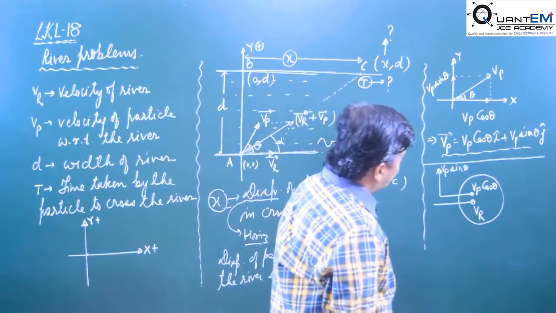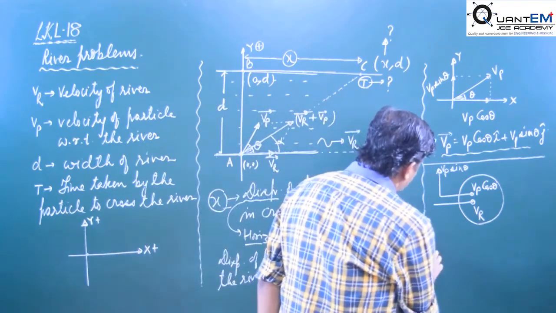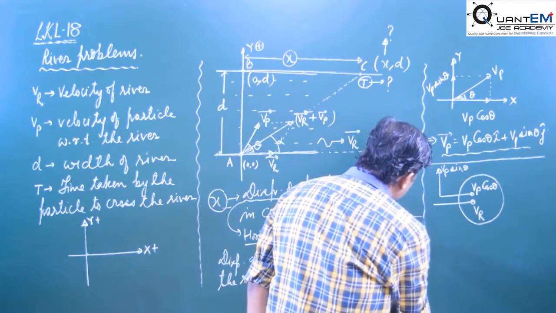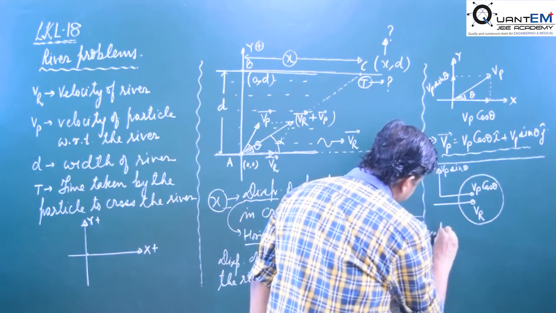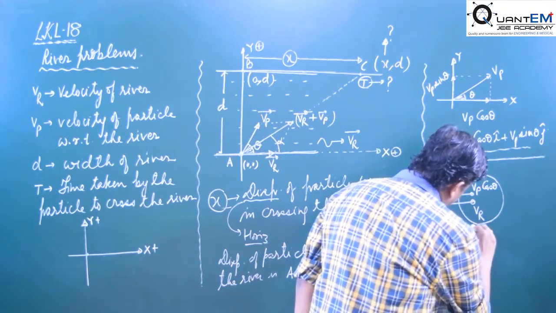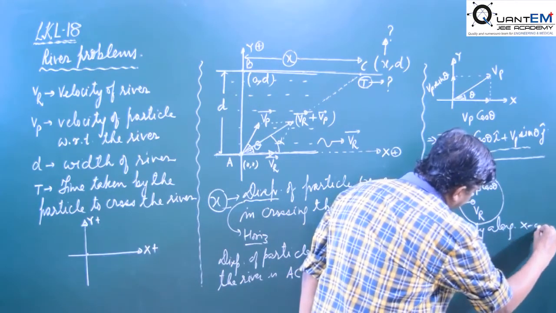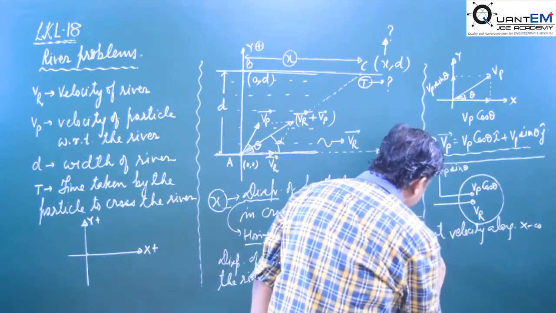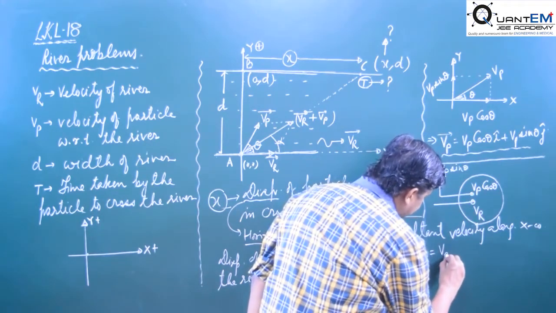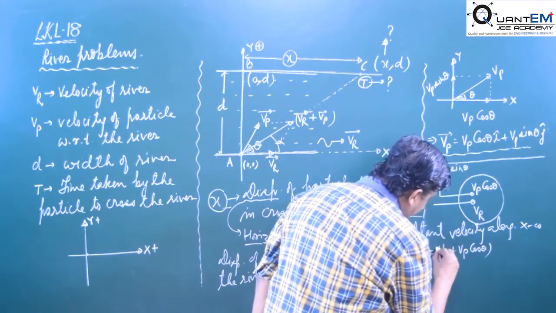Okay, so what is the resultant velocity of the particle along x coordinate or horizontal direction? So see, we have a resultant velocity along x coordinate, Vx is equal to Vr and Vp cos theta are in the same direction, that's why these are added, that is Vr plus Vp cos theta.